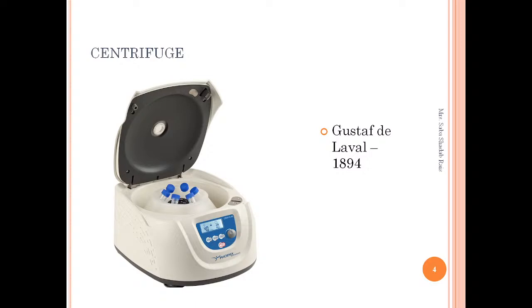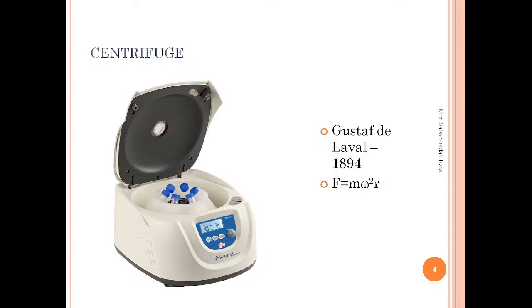Why is the centrifugal force used? It is used to separate the lighter particles from the heavier portion, and this can be done only in a liquid medium. The centrifugal force is greater than the gravitational force, so that's why it can separate portions of different densities. Now there is a simple equation behind this force that we need to remember.